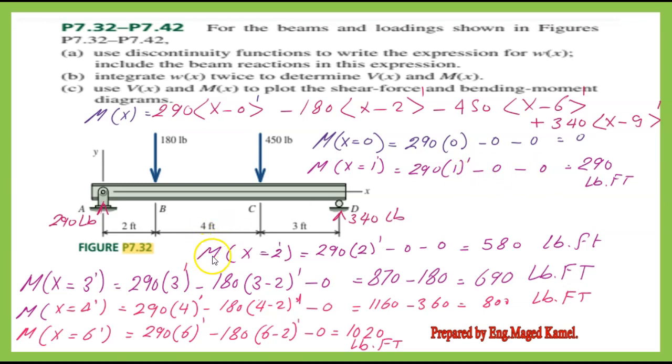We consider x equal to 2 feet, so M of x equal 2 equals 290 multiplied by 2 minus 0 minus 180 multiplied by 2 minus 2 raised to the power of 1 minus 0. We have 290 by 2 minus 0 equals 580 pound feet.